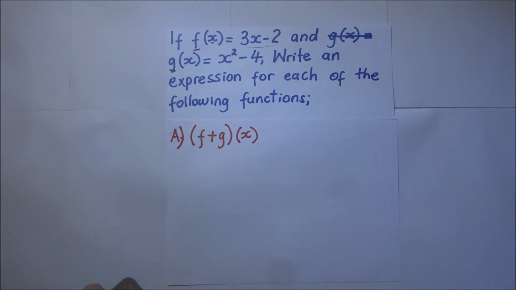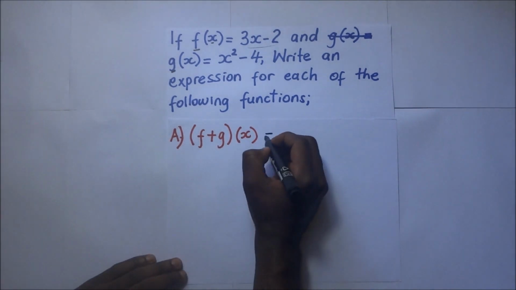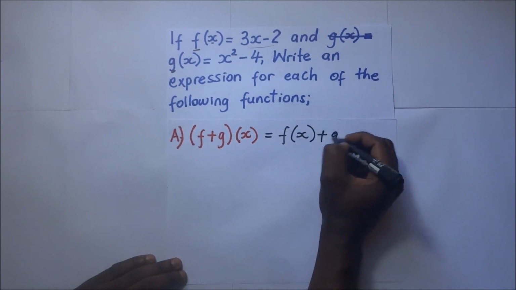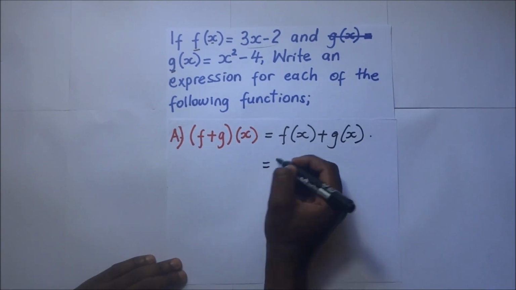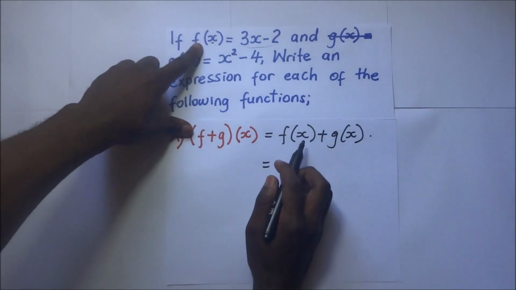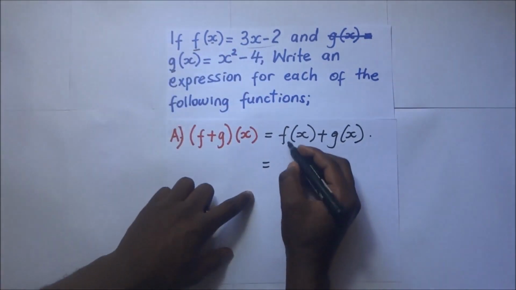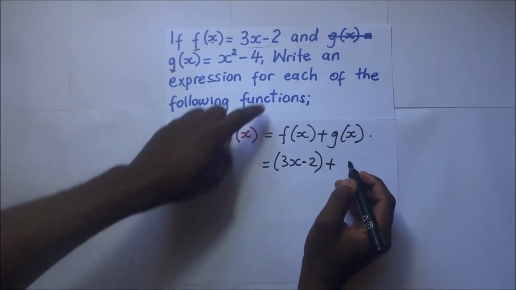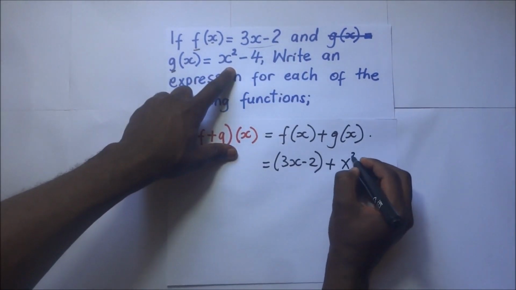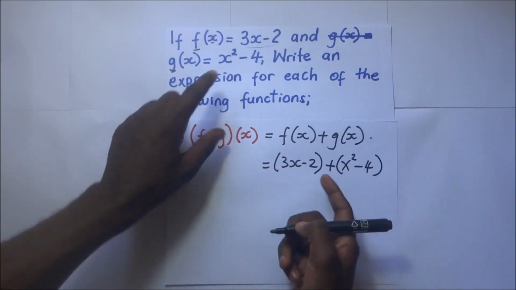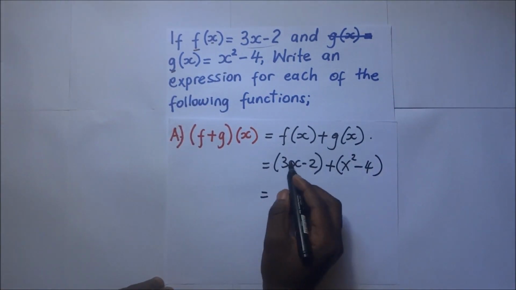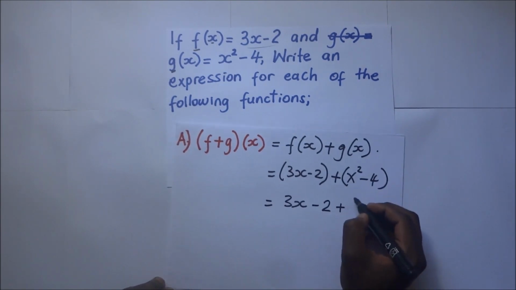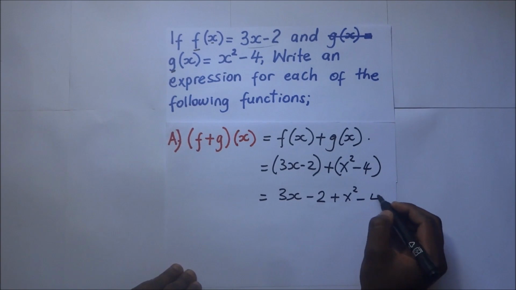We are supposed to add them. Of course, f plus g of x is the same as saying f of x plus g of x. So f of x in this case, according to our question, is 3x minus 2, so this is going to be 3x minus 2 plus our g of x. Our g of x is x squared minus 4. So we go ahead and add them and get our final expression.